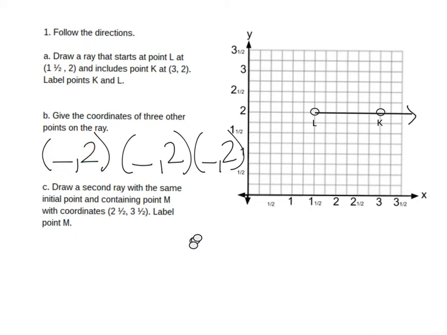We have to draw a second ray with the same initial point, which would be point L, and it contains point M with coordinates 2.5, 3.5. So there's our point M and our ray LM.